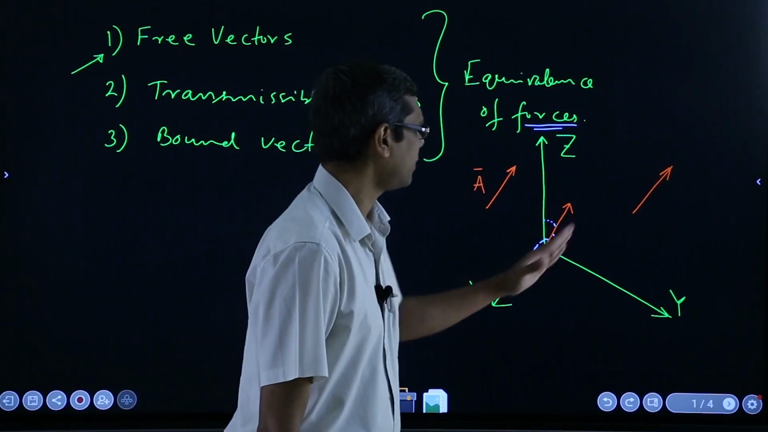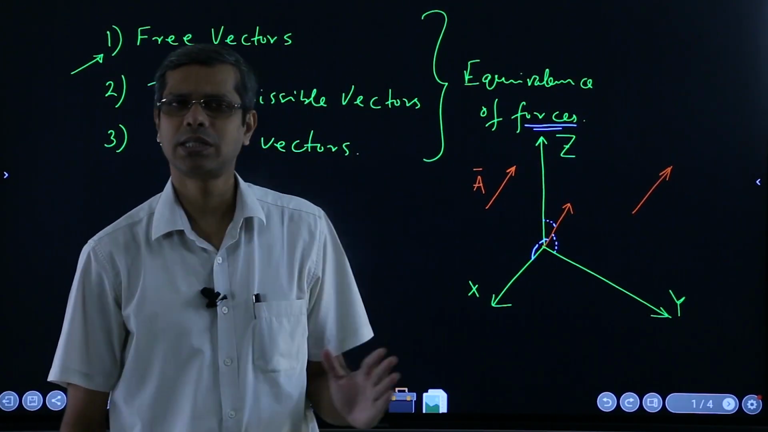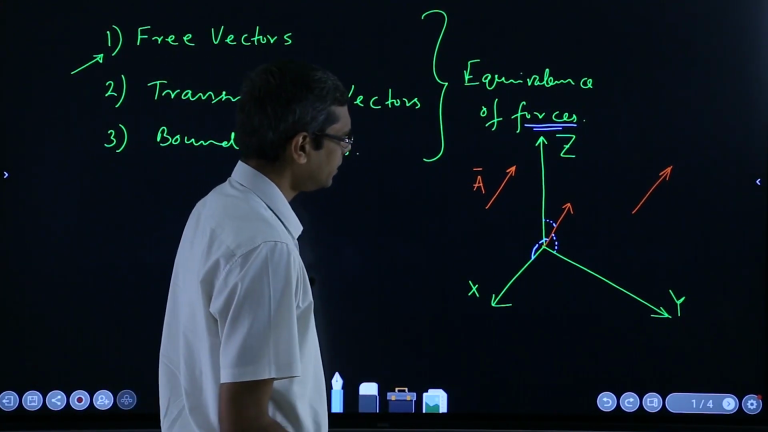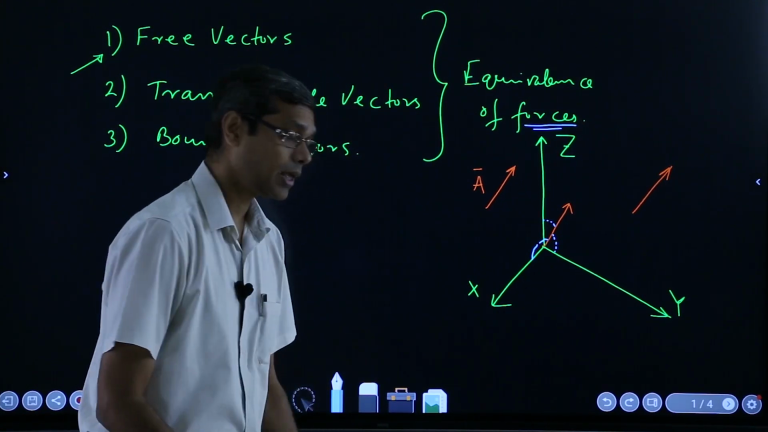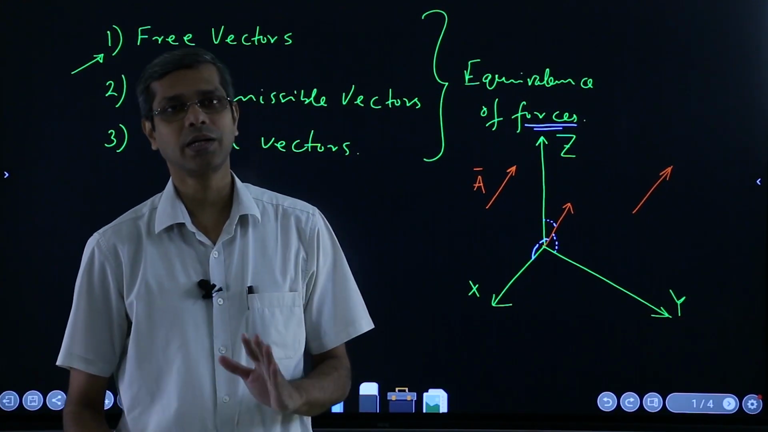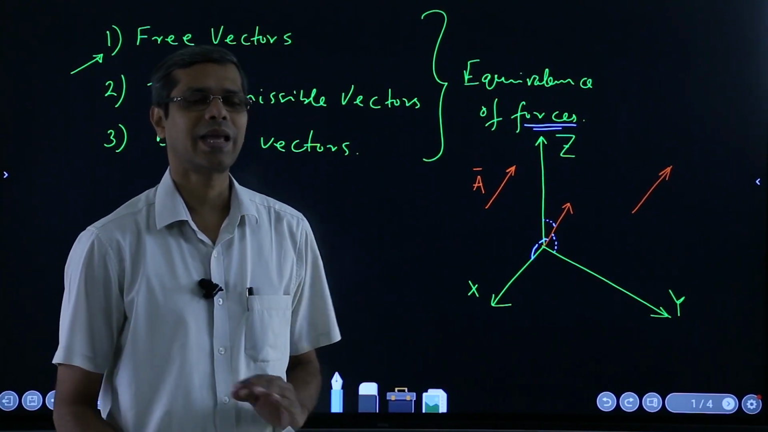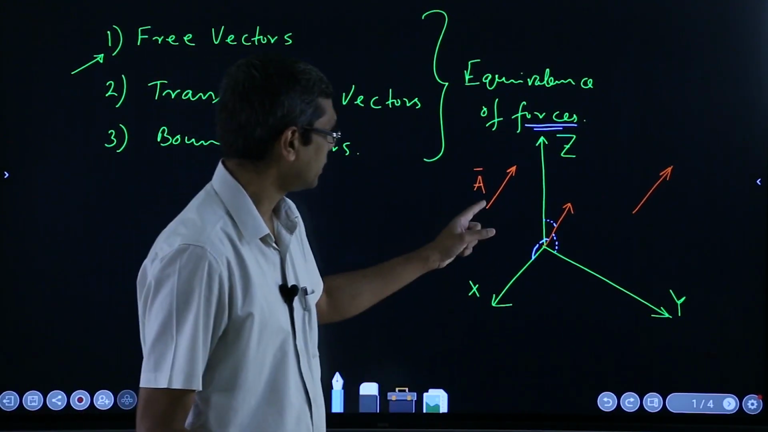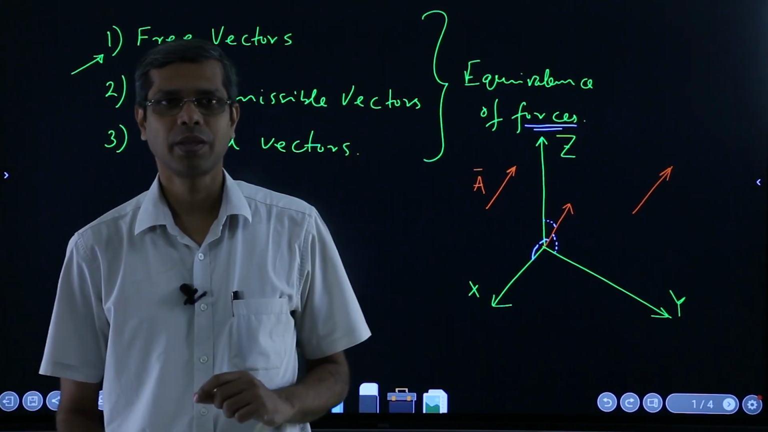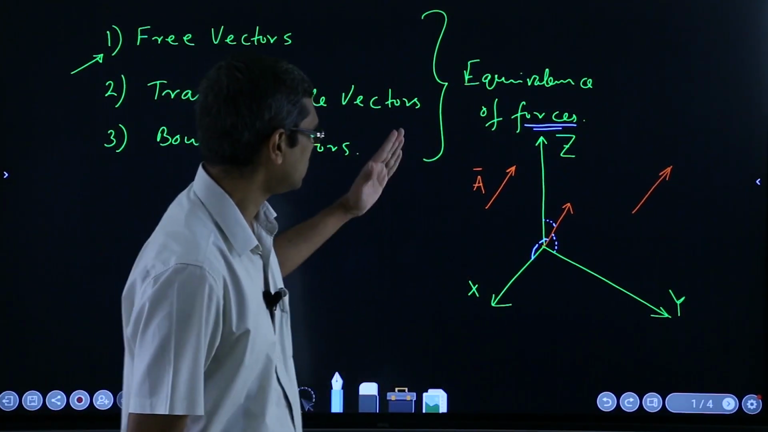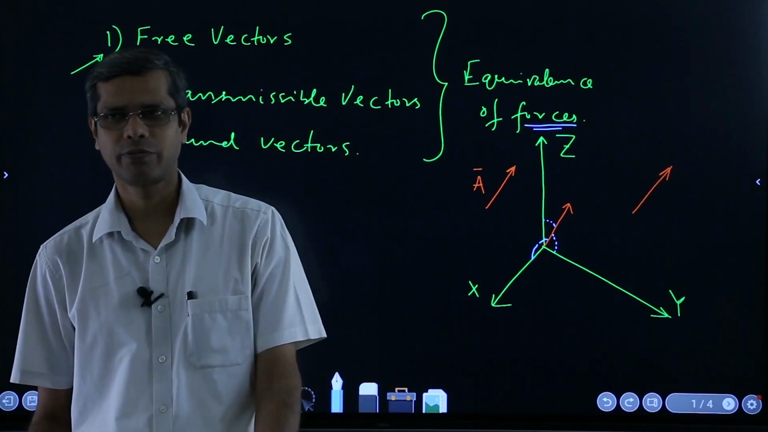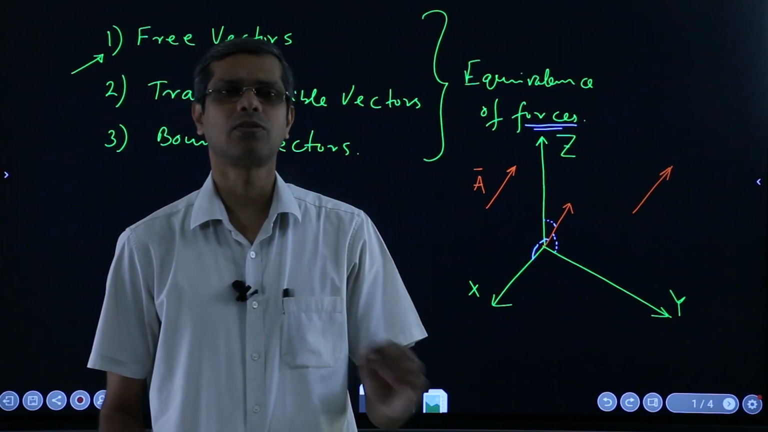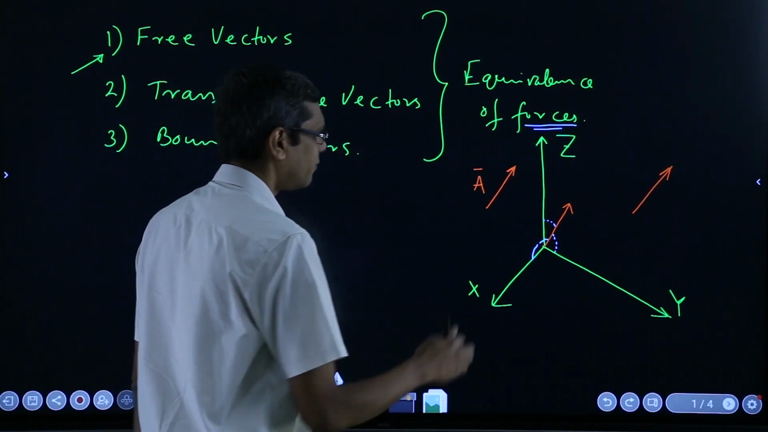Now, if we are just changing the line of action without changing the orientation or the magnitude, and on doing so the effect under consideration is not getting affected, this is the definition of a free vector. The vector A will be called a free vector if by changing the line of action to whatever point we wish, the effect under consideration is not changed.